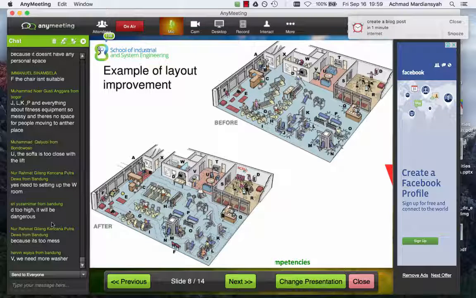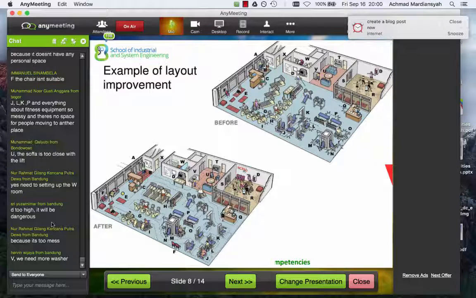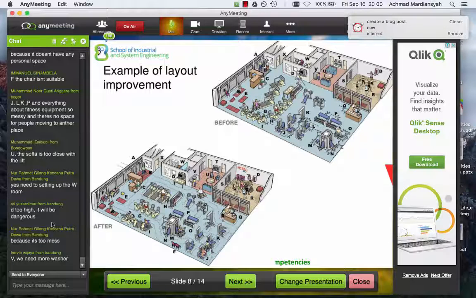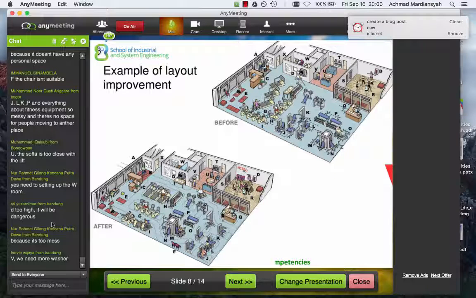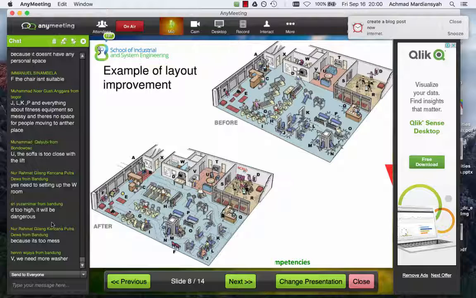J, K, L, B. Okay, so after we improve the layout, it's going to be like this. So it becomes better. The people can flow freely. This kind of thing includes a better layout in order to improve productivity. When you want to move here and there, you can do it easily.